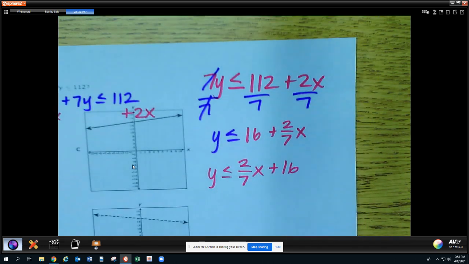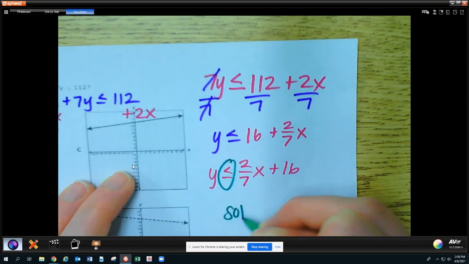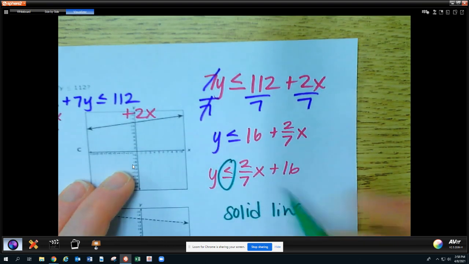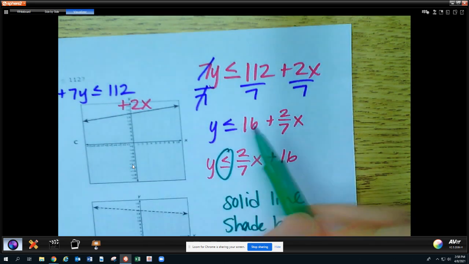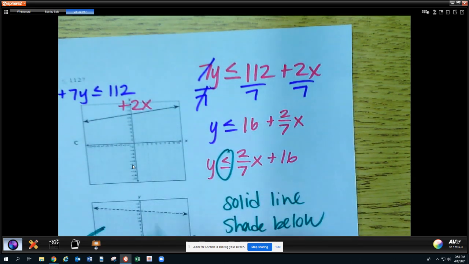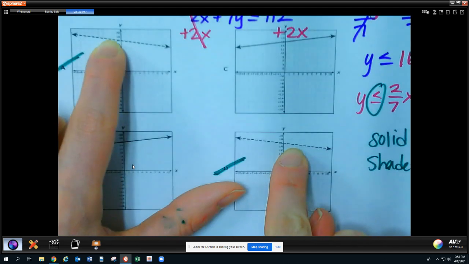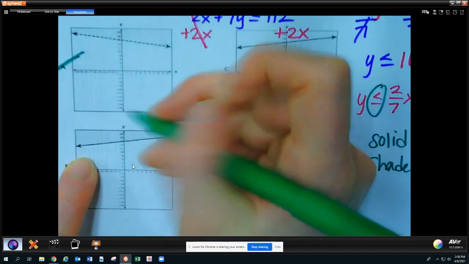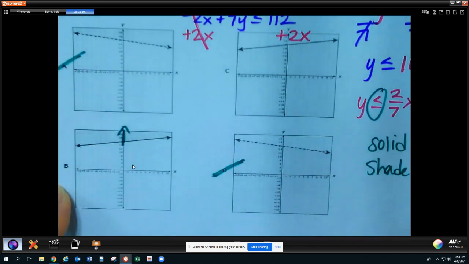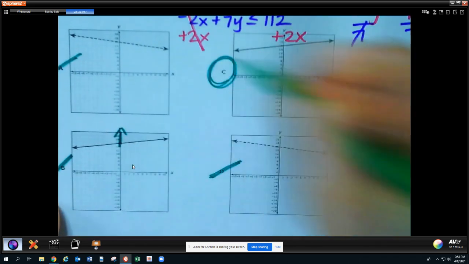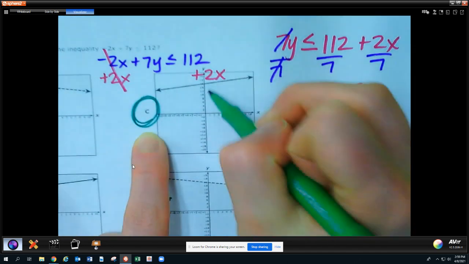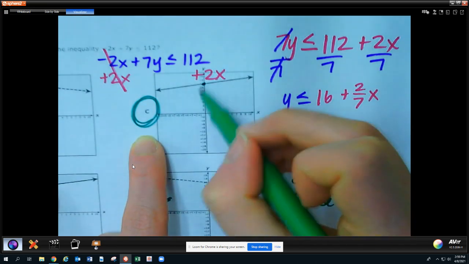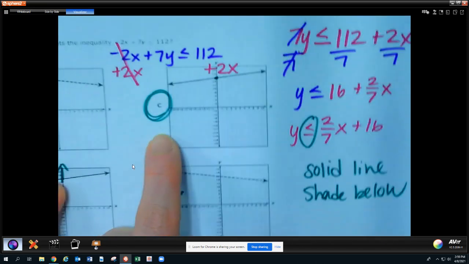And so I am looking for a solid line, shade below. That's going to help us narrow it down a lot. Okay, so get rid of A, get rid of D, because those are dotted. Okay, and then we can get rid of B because they shaded above. And so C is the only one that's solid and shaded below. And you can see the y-intercept is 16 and that slope is about 2/7.